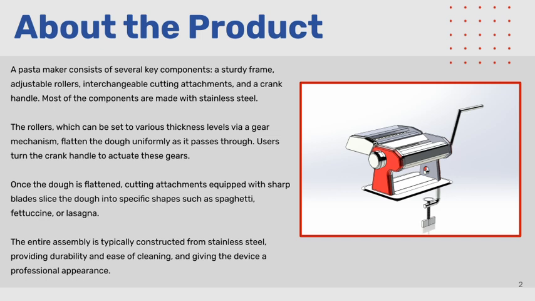The rollers, which can be set to various thickness levels via a gear mechanism, flatten the dough uniformly as it passes through. Users turn the crank handle to actuate these gears. Once the dough is flattened, cutting attachments equipped with sharp blades slice the dough into specific shapes, such as spaghetti, fettuccine, or lasagna. The entire assembly is typically constructed from stainless steel, providing durability and ease of cleaning, and giving the device a professional appearance.